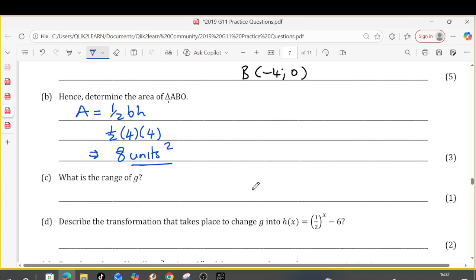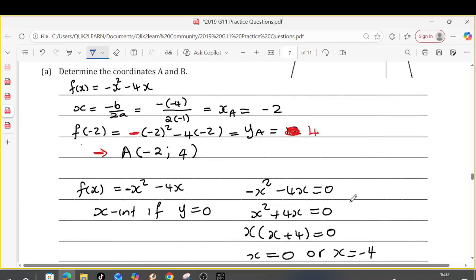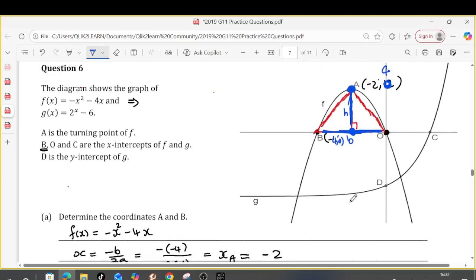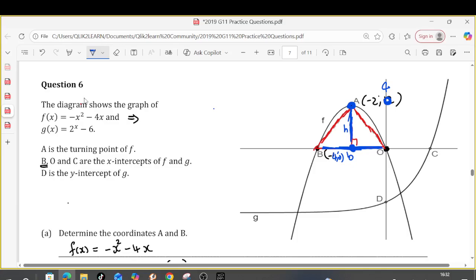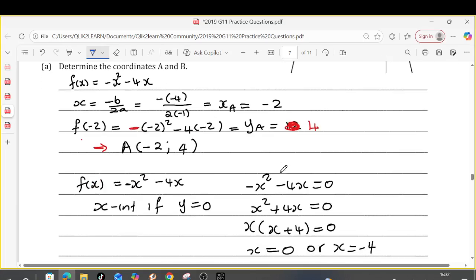And if we keep moving, they say, what is the range of G? Look at the equation of G. The range, always when they want us the range, we check on that number. The range is y must be greater than minus 6. But y must not be equal to minus 6. But y must be greater than minus 6. That is the range.